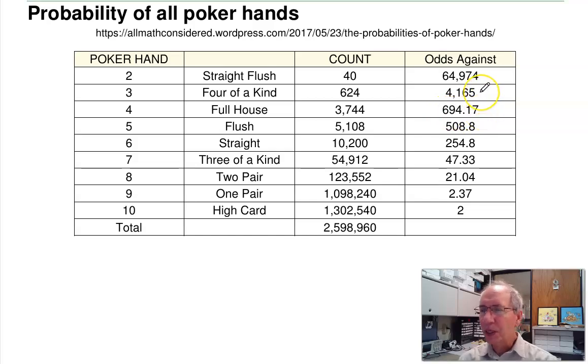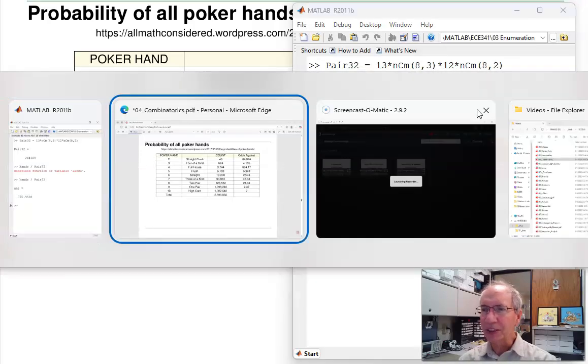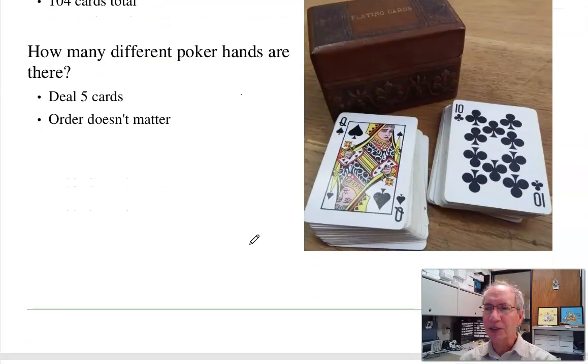Actually got better. It was 4,000 to 1 odds, now it's 1,000 to 1 odds. It was 694 to 1 against, it's now 375 to 1 against. So the odds are actually getting better when you have 2 decks of cards. 2 decks of cards do affect the odds.